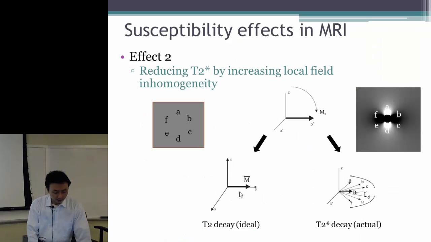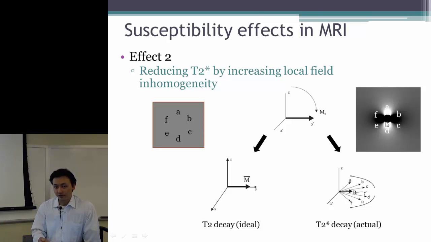The second effect is that it can reduce the T2 star by increasing the local field inhomogeneity. We discussed this in the chapter on field inhomogeneity. So if this is a voxel, and it contains a small source of susceptibility, then we can observe it will create a dipole effect around it.